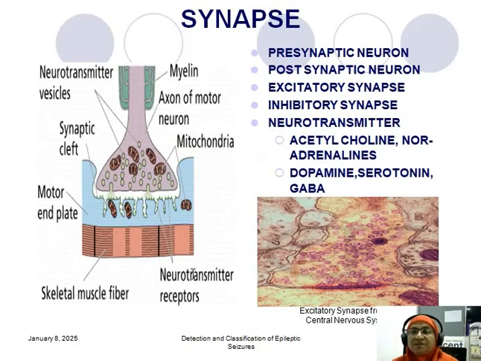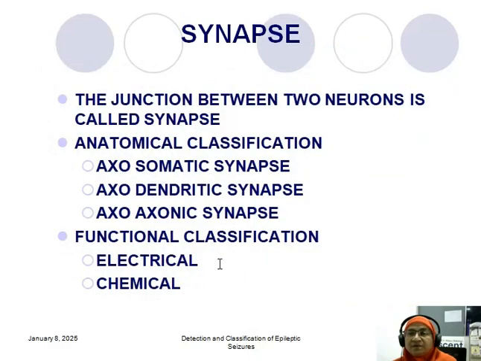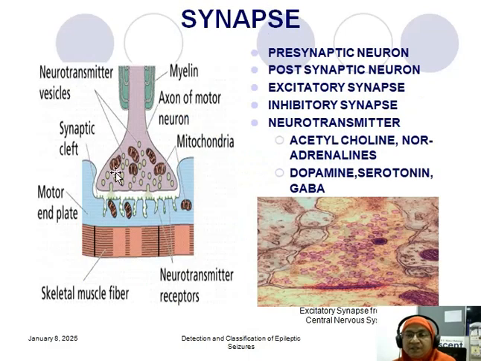Now we must know what is a synapse. A junction between two neurons is called a synapse. So in this picture, this white portion is called the synaptic cleft. In the synaptic cleft only, the information will get transmitted from the presynaptic neuron to the postsynaptic neuron.